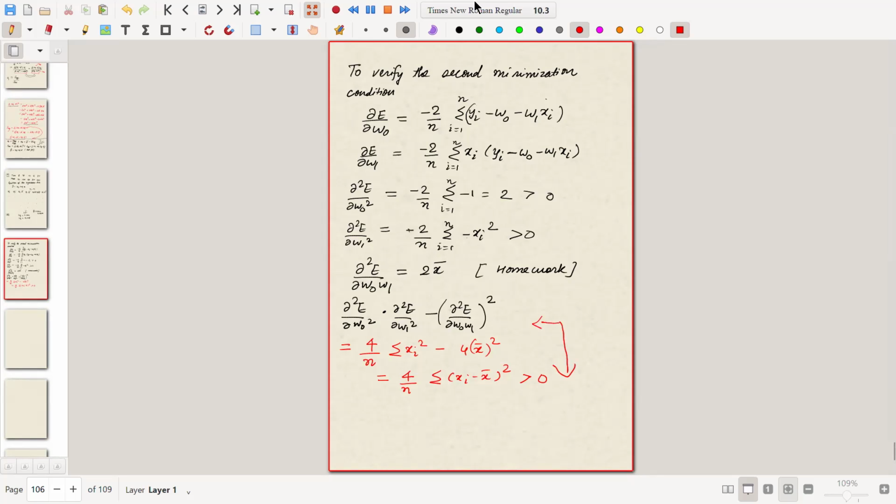From here to here, how will we get there? Showing that this complex quantity is actually greater than zero is your task. Simple, right? You have all the quantities. You just have to see, and finally, as I also showed you, you will get a squared quantity, and squared quantities are always positive.